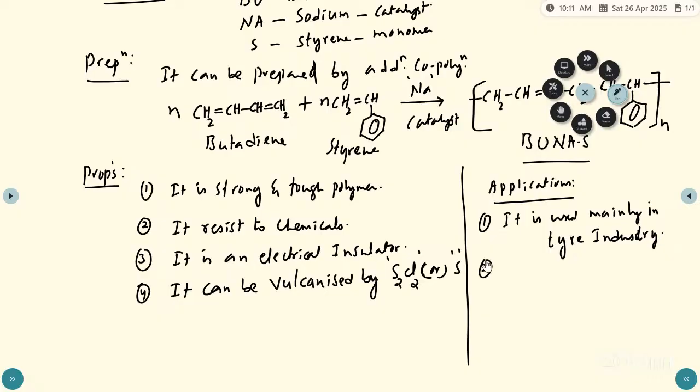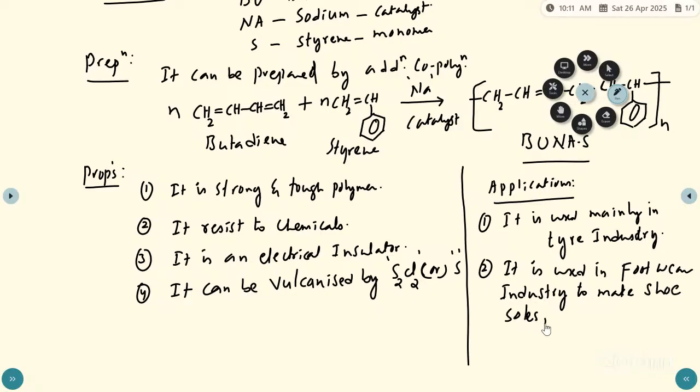And the second application is that it is used in the footwear industry to make shoe soles and components. You know shoe soles, the bottom of the shoe. The material which is at the bottom of the shoe is the sole. So shoe soles and various shoe components are all made with this.